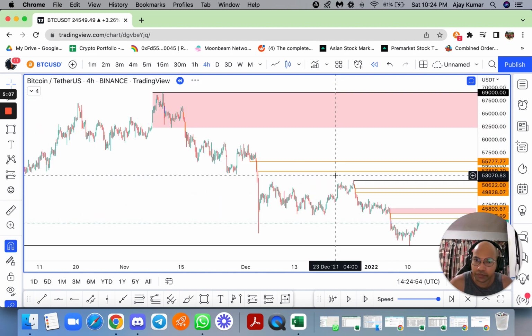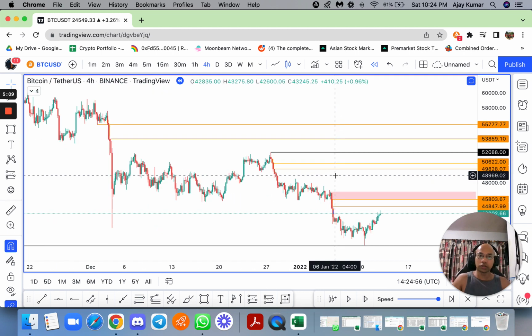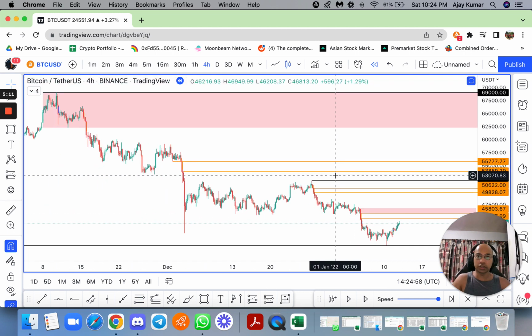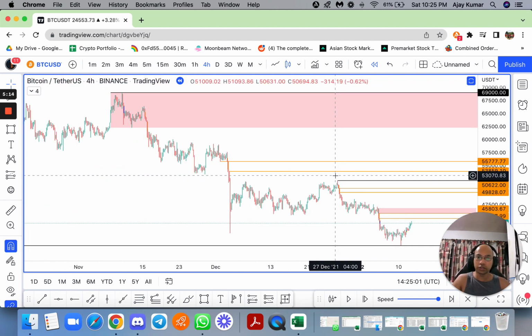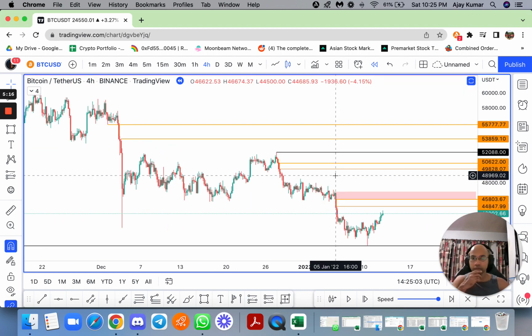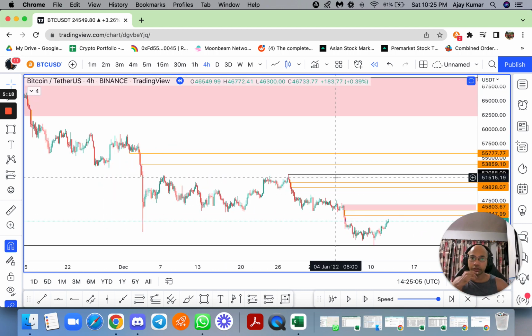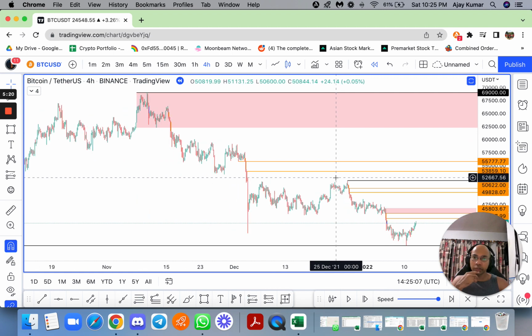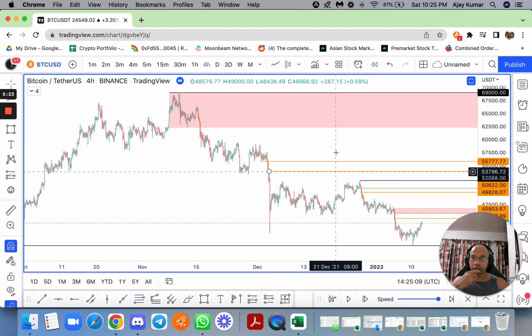All right. So we have marked out our things. That is step one. Step two would be waiting for price to reach the point of interest. And also, I want to get a bias now. So let's see, this is the 4 hour chart.